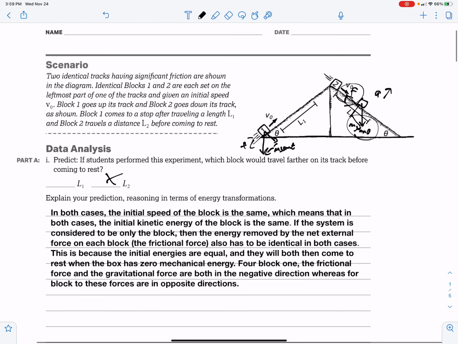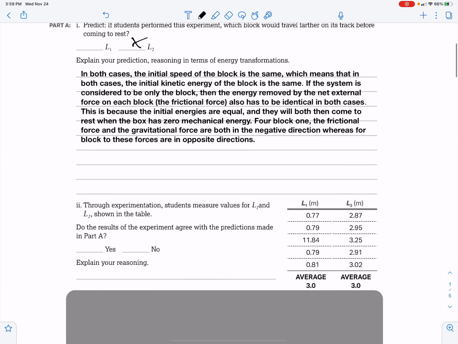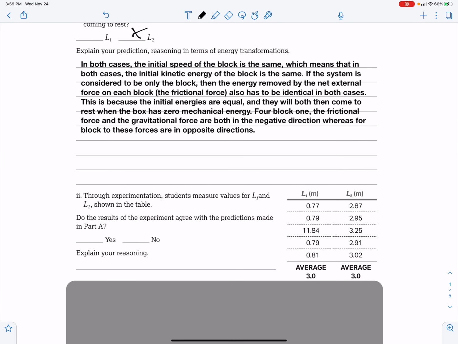But we're going to talk about it from a work energy principle point of view, which is very similar to Newton's second law, which is why the whole thing works so well together. Okay, so what did we establish? Well, L2 is longer. And look at your values for L2. They're all just about larger than L1. So I would say yes.